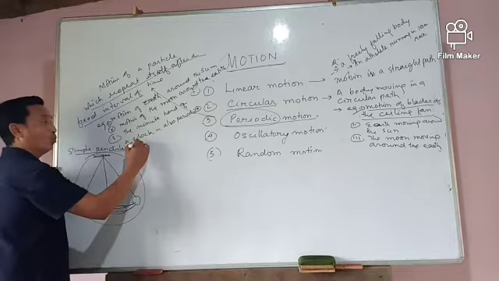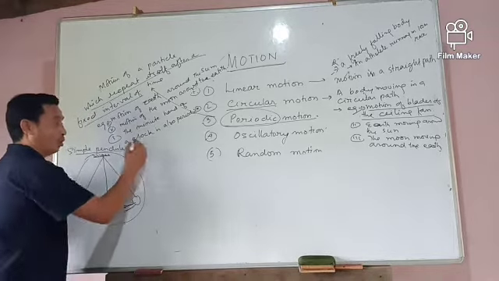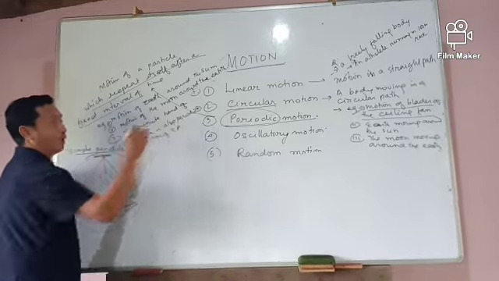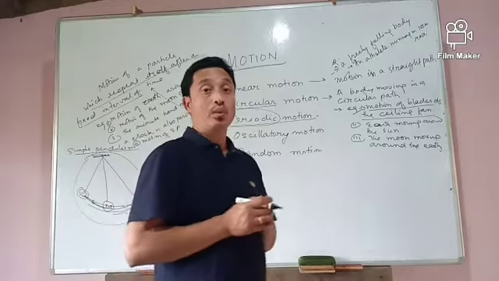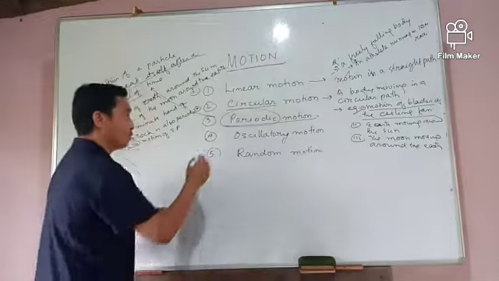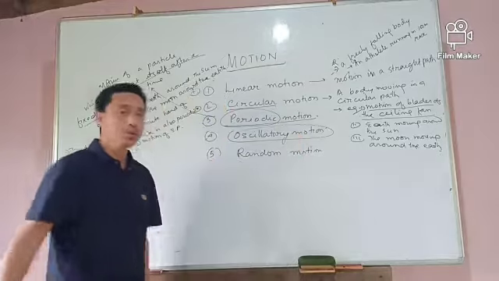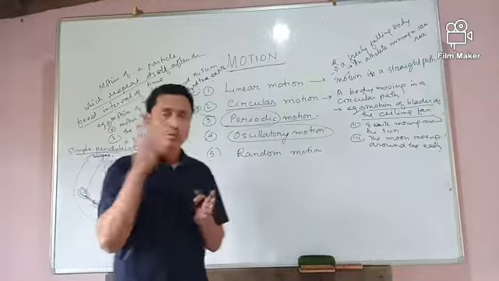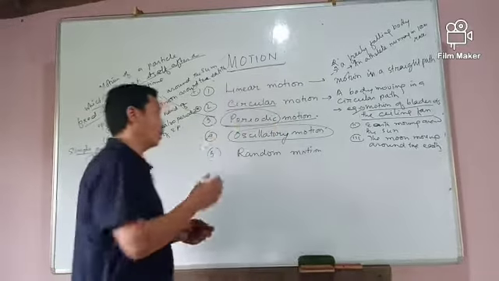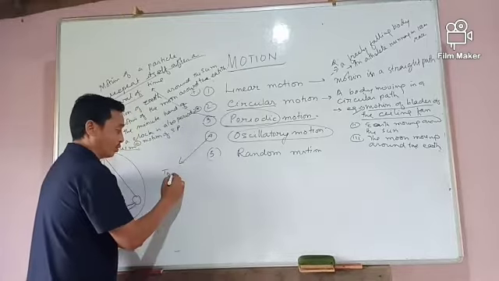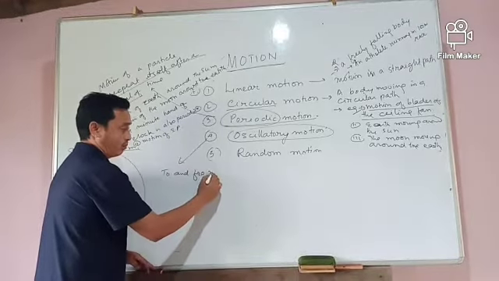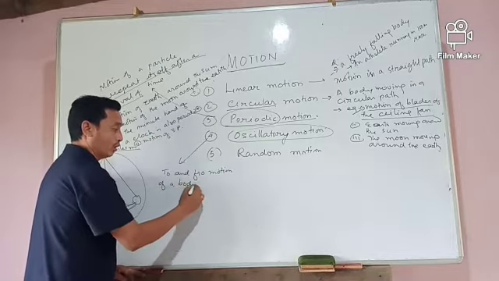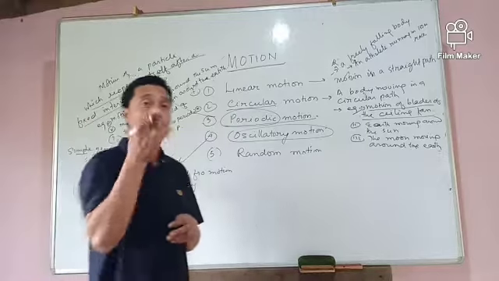So, like the minute hand of the clock, the motion of a simple pendulum is also an example of periodic motion. Now we come to oscillatory motion. Oscillatory means the body oscillates. Oscillate means the to and fro motion. To and fro motion of a body. How must it be defined?